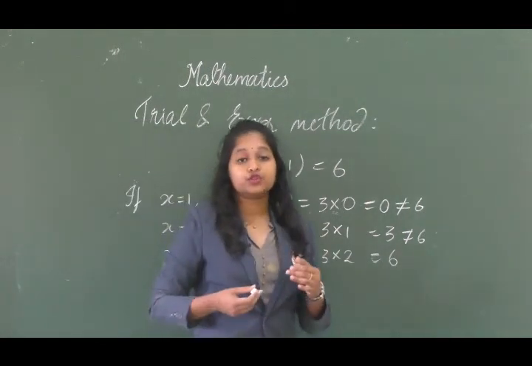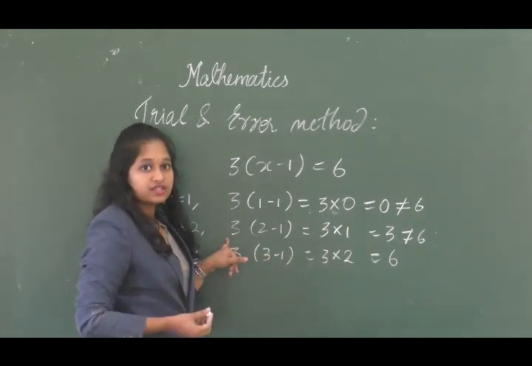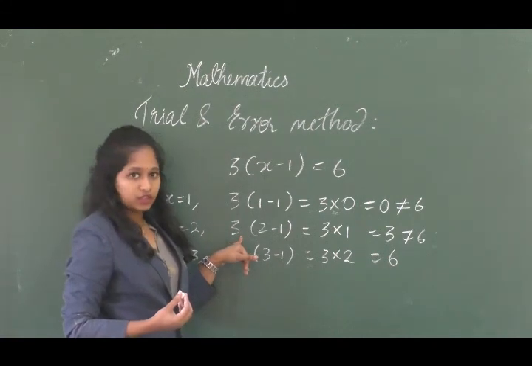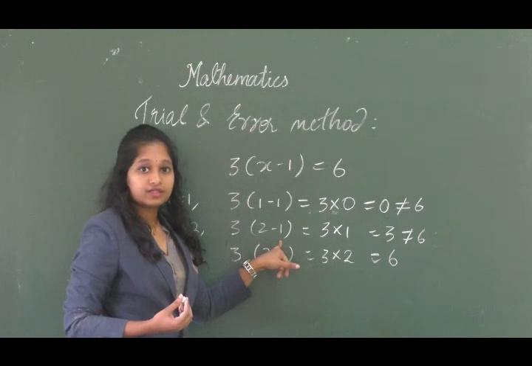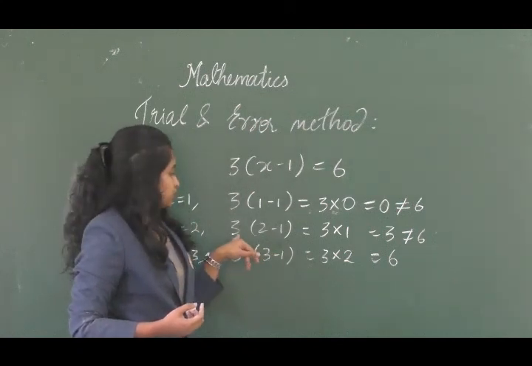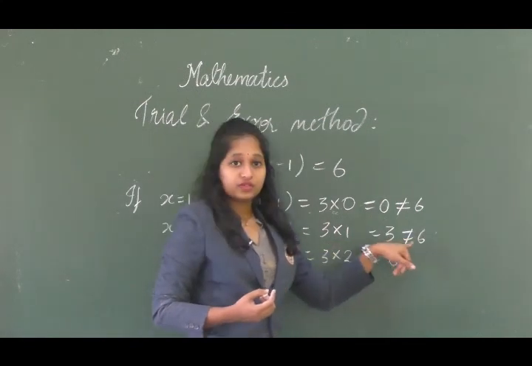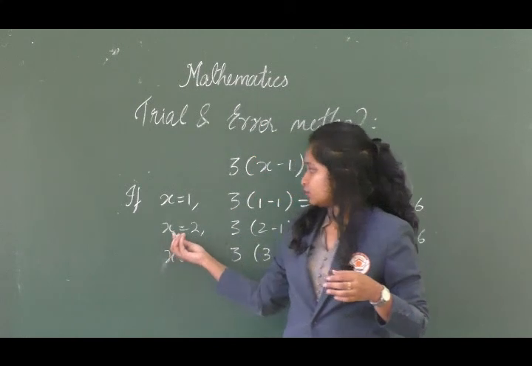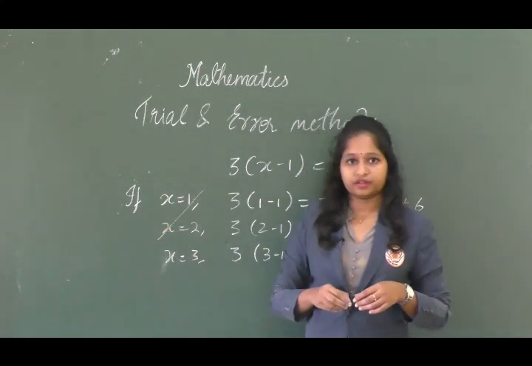Now let's try with 2. Substitute the value for x as 2. Now we get 3 into 2 minus 1. What is 2 minus 1? It is 1. So 3 into 1 is 3, which is not 6. That means x is not 2. So these are not correct.